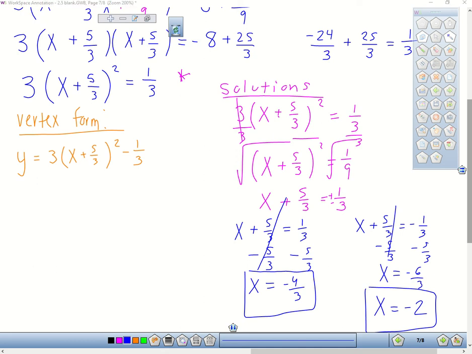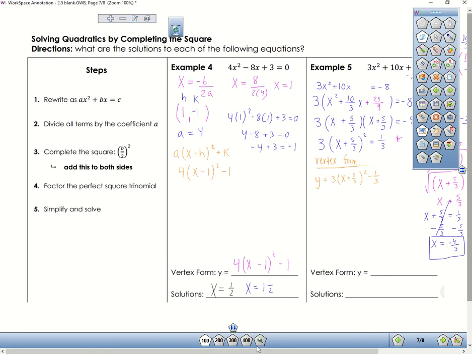Which makes it hard. Even though it's reality, it's just hard because you can lose your place in the problem when you have to go deal with a fraction. So, yeah, that's your answer. Does anybody have any questions on this before we move on?